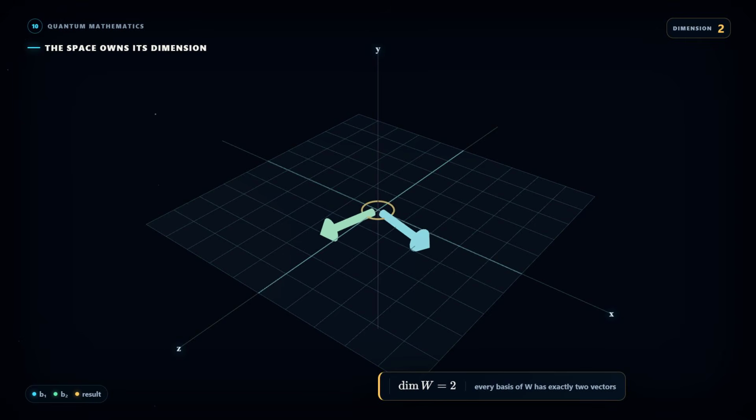The number of vectors in any basis is the dimension. Different valid bases for this plane may point in different directions, but every one of them contains exactly 2 vectors. Dimension belongs to the space, not to our choice of arrows.